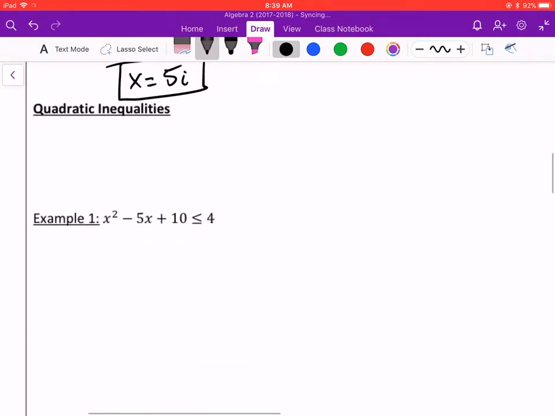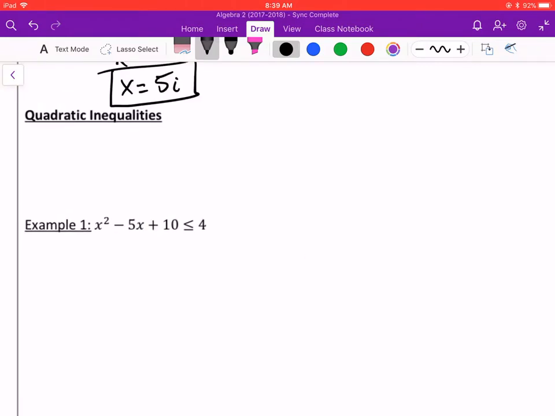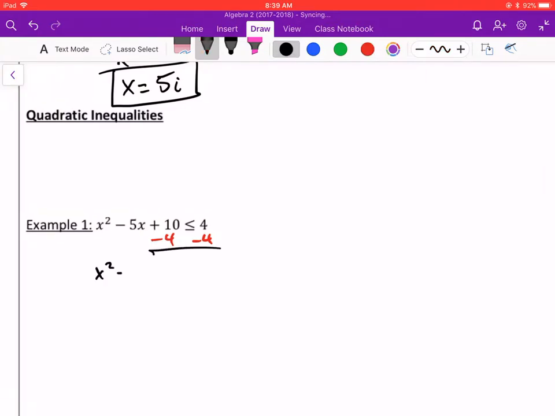What if I have an inequality? Well, with an inequality, there's a couple of things you need to know. We're going to picture what the graph would look like and figure out when the graph is either above 0 or below 0. The very first thing you've got to make sure is that your inequality is compared to 0, so you know when you want to look at that graph. So let's go ahead and make it equal to 0 first. It looks like I need to subtract that 4 from both sides. So we're left with x squared minus 5x plus 10 minus 4, which is 6, less than or equal to 0.